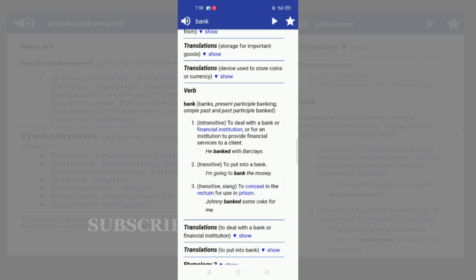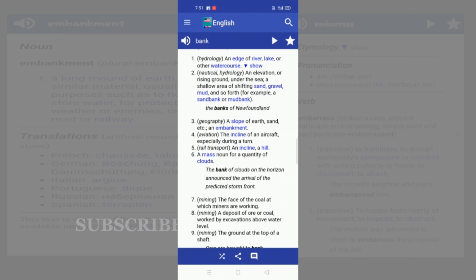When I move forward, I go through some more meanings of bank. Here it is written: an edge of a river, lake or other watercourse; an elevation or rising ground under the sea; a shallow area of shifting sand, gravel, mud or so forth. Then geographically, a slope of earth, sand, an embankment. So there are so many other meanings of bank.